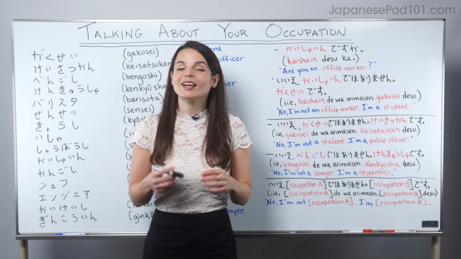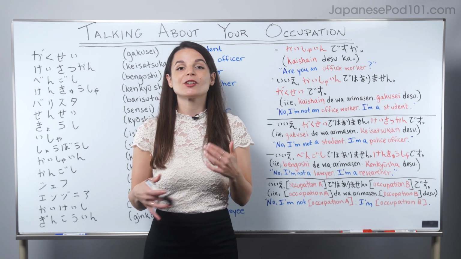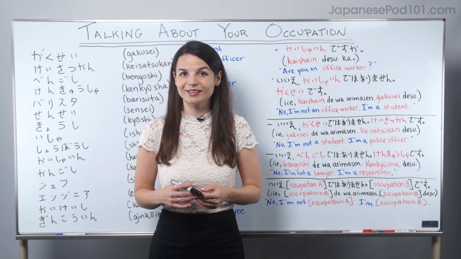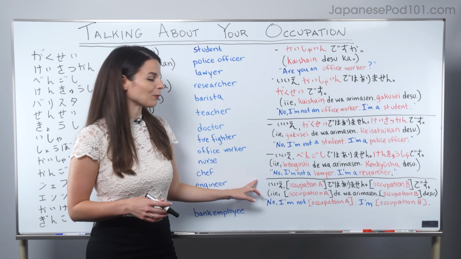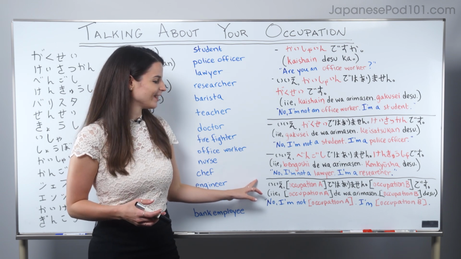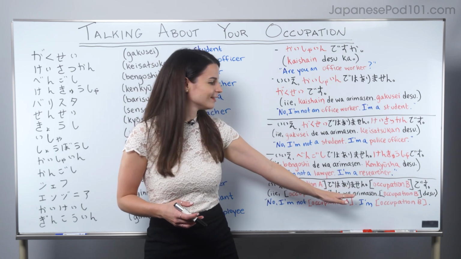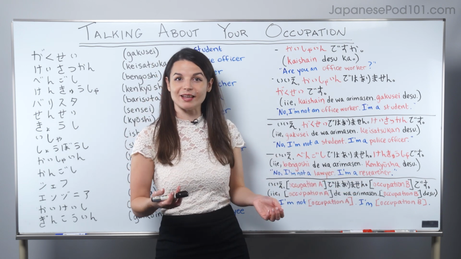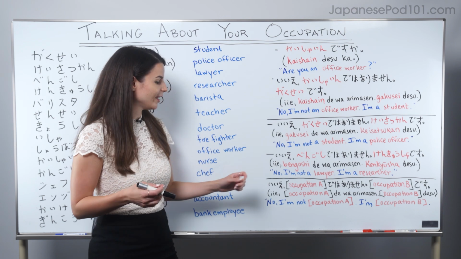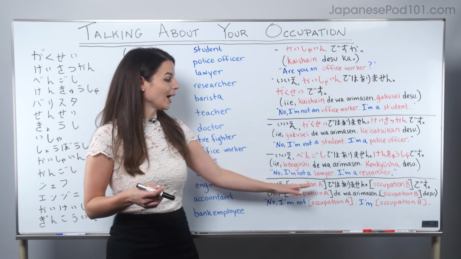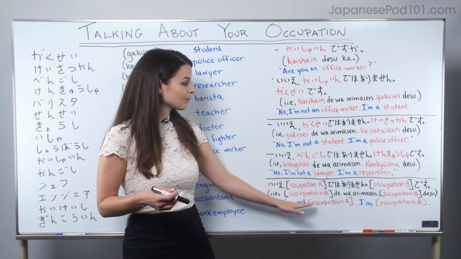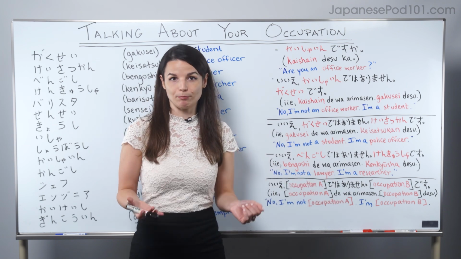Okay, let's look at a sentence pattern you can use to talk about your own occupation. The basic pattern that we've been using in this lesson is いいえ、occupation A ではありません。Occupation B です。So what does this mean? It means, no, I'm not occupation A, I'm occupation B.